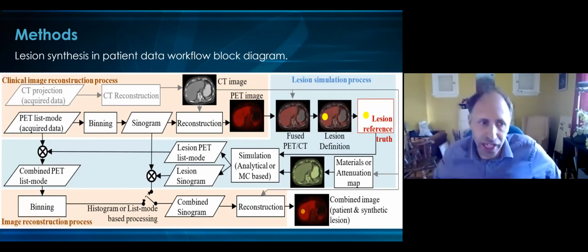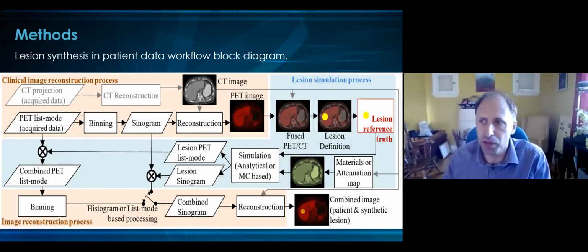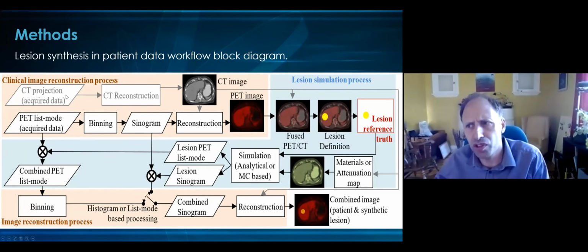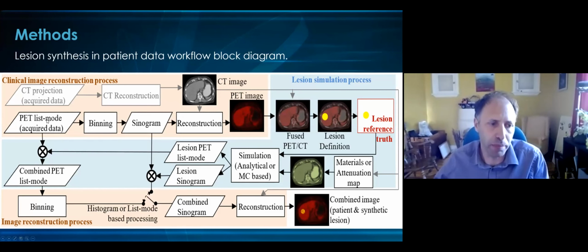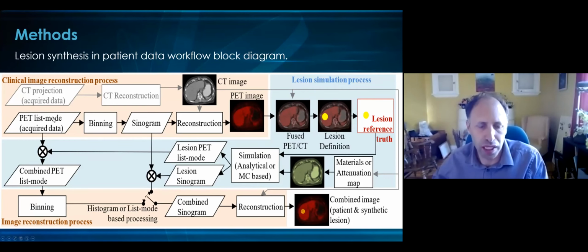So this is a very busy diagram, I realize that, but it basically describes the process for synthesizing lesions. It starts off, I hope you can see my pointer. Can somebody confirm? Yeah, okay, good. So we're starting off with CT and PET data that was acquired in clinic. PET is typically acquired in list mode and then is converted into sinograms or histograms before being reconstructed. We take the PET and the CT images, we generate a fused display, define where we want our lesions, and what characteristics they have. And that defines our reference truth.